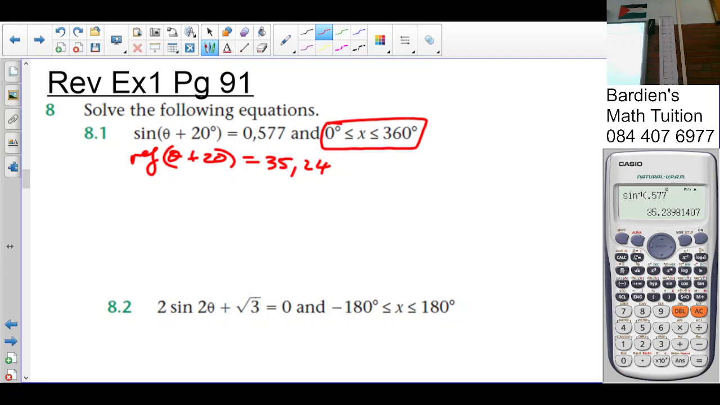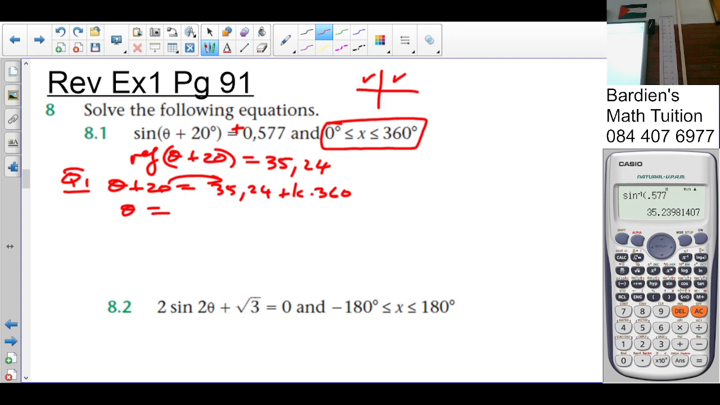Okay, so what I normally do is I do general solution first. Okay, you don't have to. I'll just do it that way, so that we practice general solution at the same time as well. So the question we must ask ourselves, in which part is sine positive? Sine positive in 1 and 2. So let's go with quadrant 1. So that would be theta plus 20 equals 35,24 plus k times 360. Okay, you take a 20 over, theta is equal to 15,24 plus k times 360.